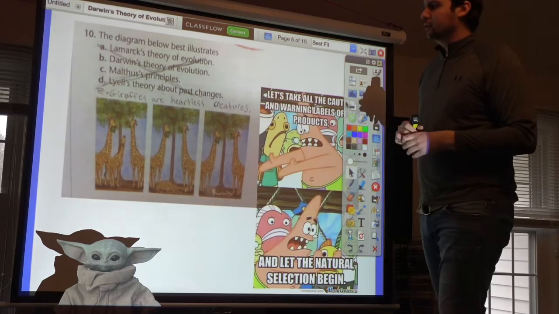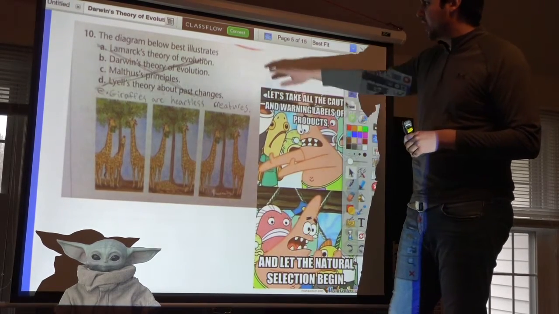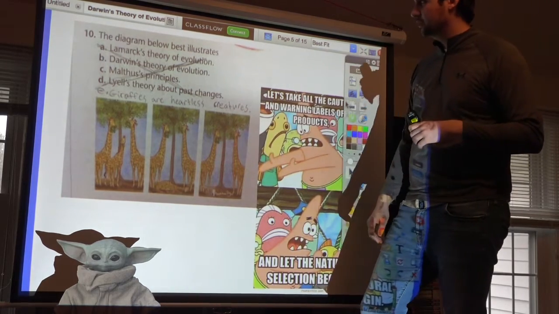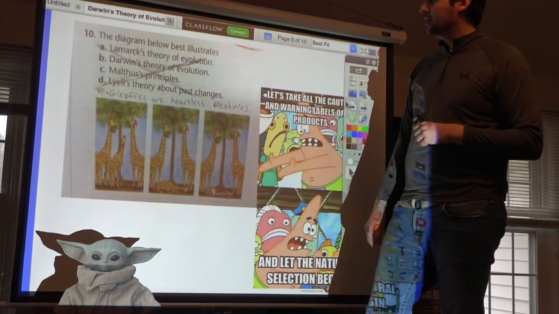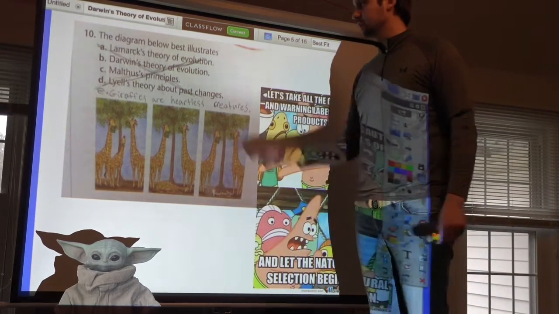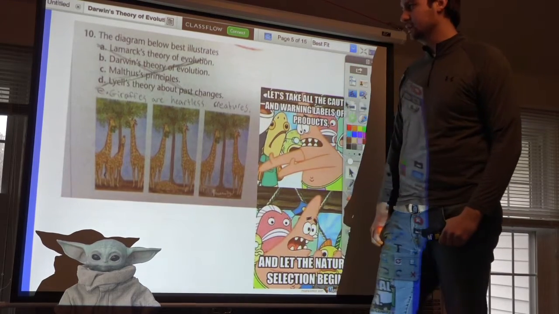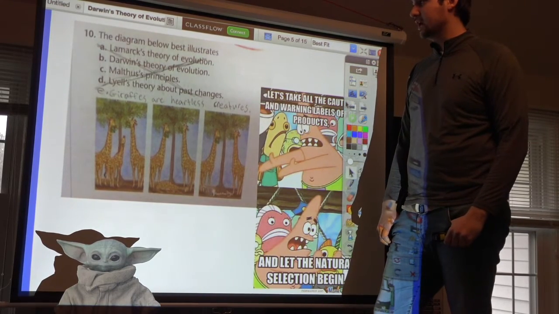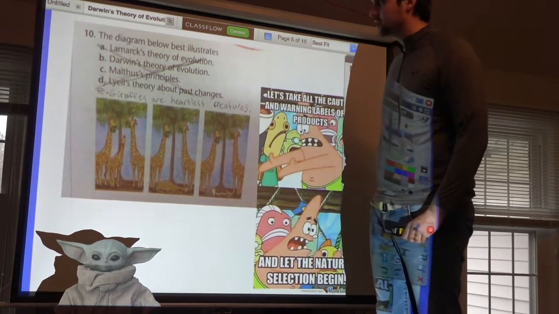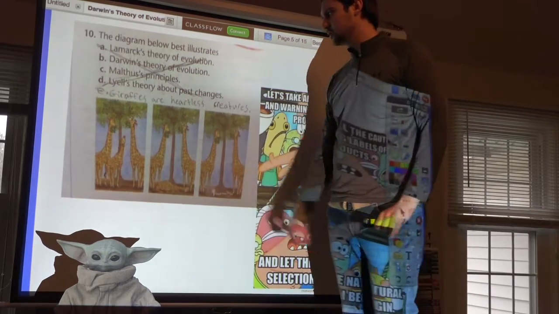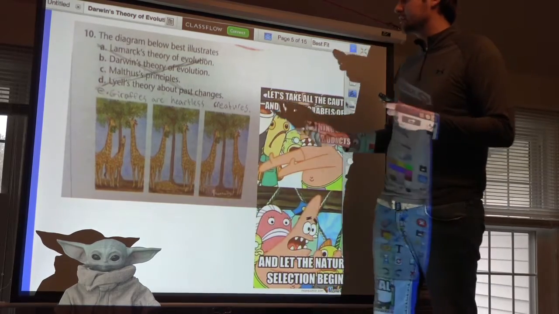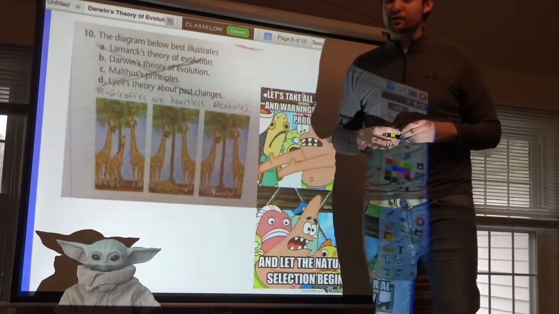So what the theory of evolution is all about, here we have this meme which actually comes from your textbook. This is one of the questions in your textbook. It says the diagram below best illustrates A, Lamarck's theory of evolution, B, Darwin's theory of evolution, C, Malthus's principles, or D, Lyell's theory about past changes. And then a student comes along, scratches all those answers out, and says E, giraffes are heartless creatures. Obviously that's not the correct answer. The correct answer is B, Darwin's theory of evolution.